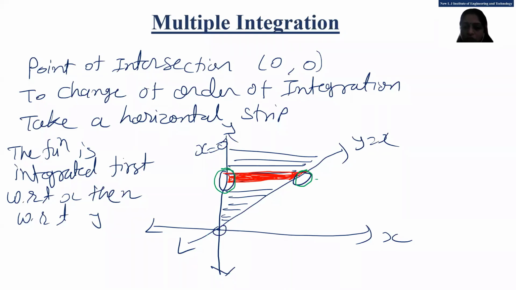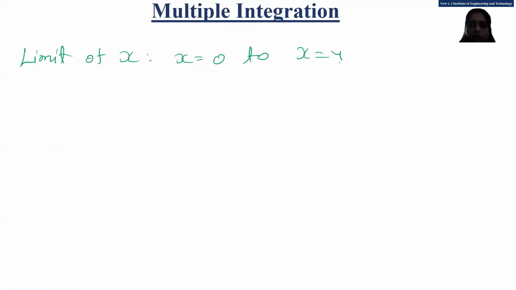And what is the limit of y? Bottom point to upper point. Bottom is 0 and upper is infinity. So we may write like this: limit of x, that is x equal to 0 to x equal to y, and limit of y, that is y equal to 0 to y tends to infinity.